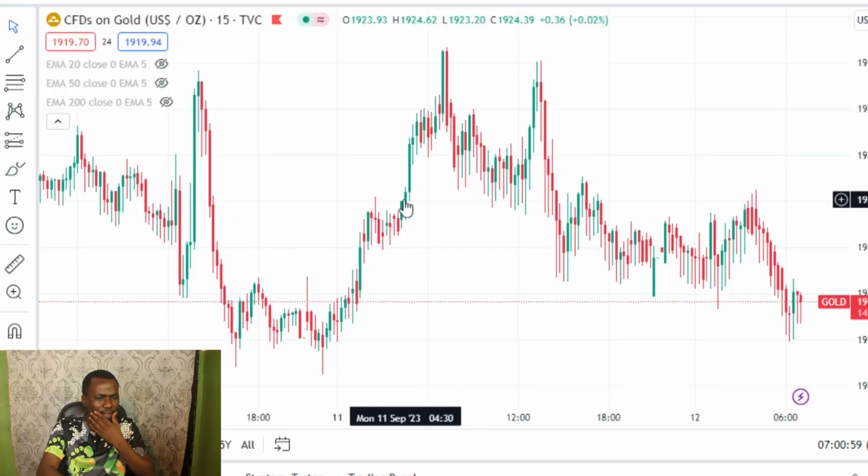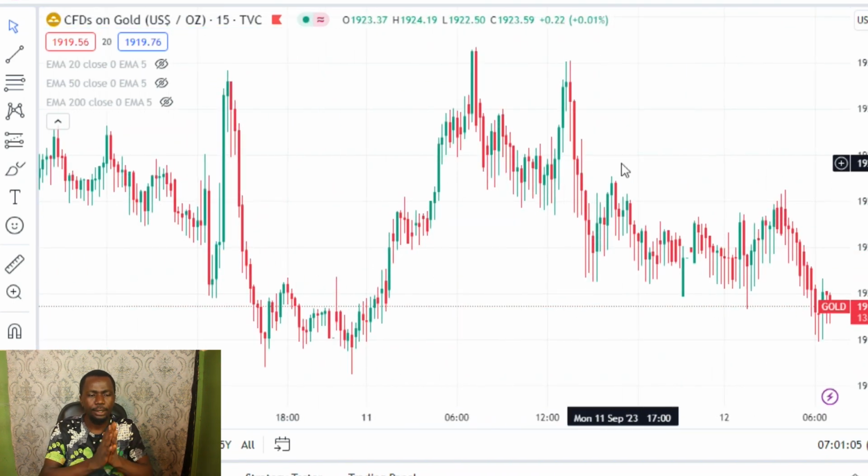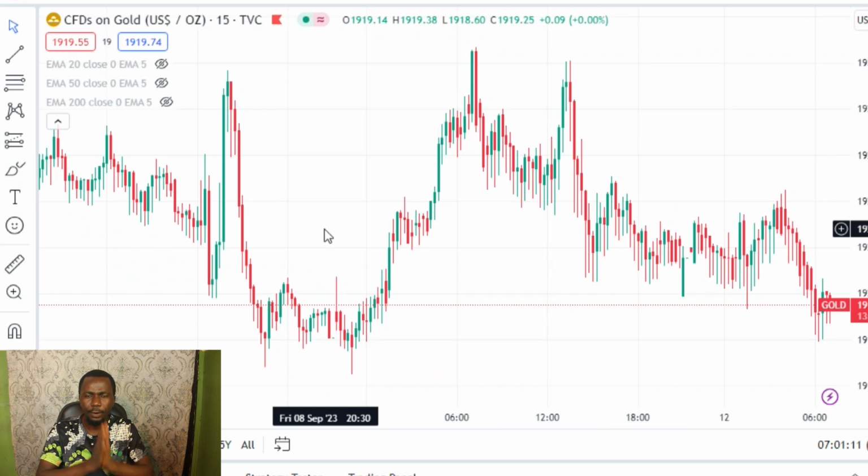Let's go to the live chart so that you will now understand what I'm talking about. Now this is a live chart, right? We are making use of gold. Now, how do you trade using the trend line? Like I told you, the trend line only works in a trending market. It doesn't work in a ranging market.